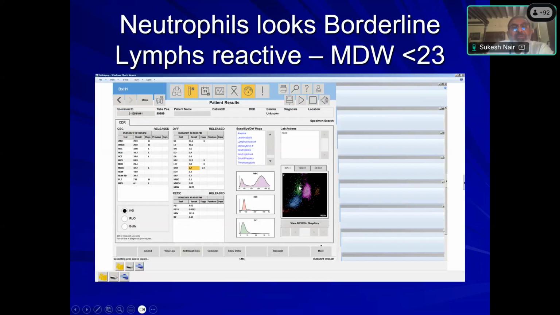Neutrophils look very calm. So again, I say there are only reactive lymphocytes and the neutrophils are looking calm. There is no question of anastomotic leak. This fever is because of a viral infection. So then the registrar calls, are you sure? The consultant calls, are you sure? The senior consultant says, are you sure?